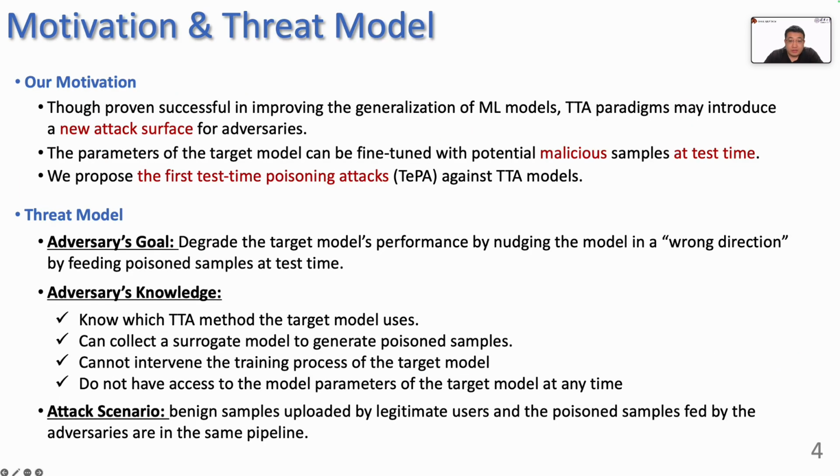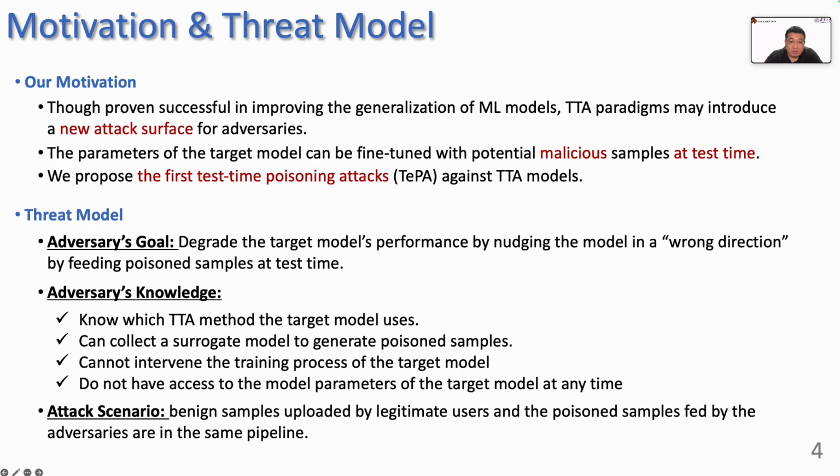Though proven successful in improving the generalization of deep learning models, TTA paradigms may introduce a new attack surface for attackers. That is, the parameters of the target model can be fine-tuned with potentially malicious samples at test time. To study such vulnerability, we propose the first test-time poisoning attacks against TTA methods.